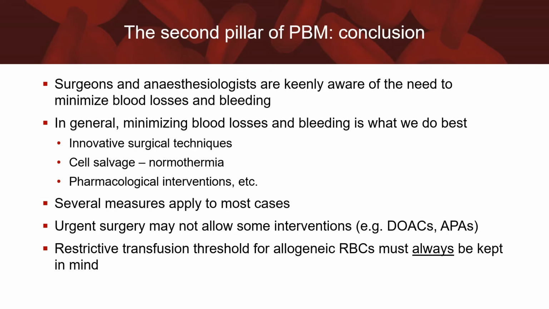Several of these measures will apply to most cases. However, for urgent surgery, some interventions like stopping direct oral anticoagulants or antiplatelet agents ahead of time may not be possible, and then you have to apply different measures to control bleeding and coagulopathy. Now, it should be kept in mind that a restrictive transfusion threshold for allogeneic red blood cells must always be put in place throughout the surgical procedure and afterwards.